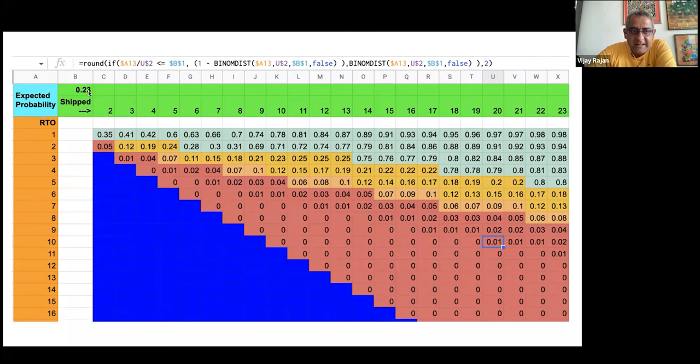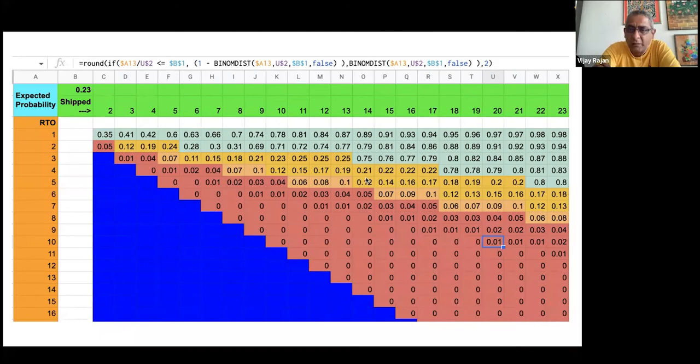But basically, given an expected probability of 0.23, that is 23% of my total orders are RTO, return to origin. Here's a customer who has placed N orders, N could be any number from say 2 to 23, and has done so many RTOs. Now, clearly the red region here is you block the cash on delivery completely. The yellow region is like, maybe you want to allow it.